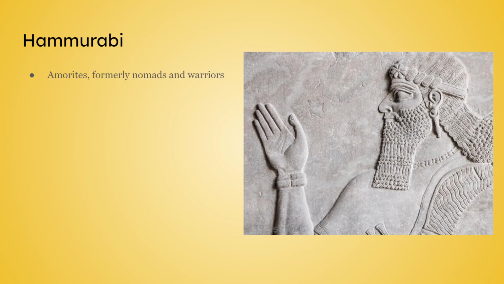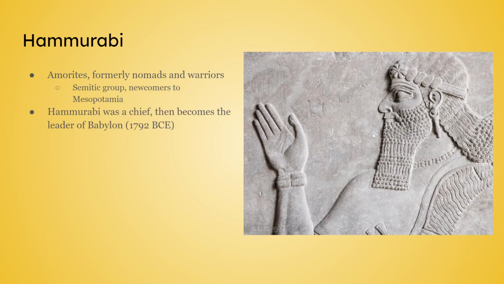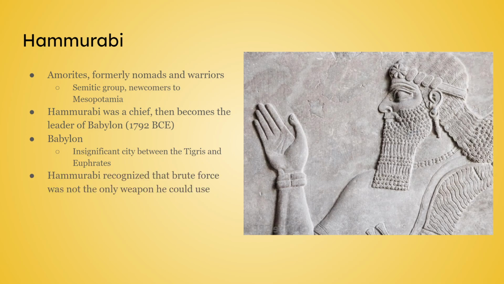The Amorites, who were formerly nomads and warriors, were a Semitic group of newcomers to Mesopotamia, and Hammurabi was their chief, and he became the leader of Babylon around 1792 BCE. Babylon was an insignificant city at the time between the Tigris and Euphrates, but this would quickly change and become one of the most known cities in all of the world, I guess.